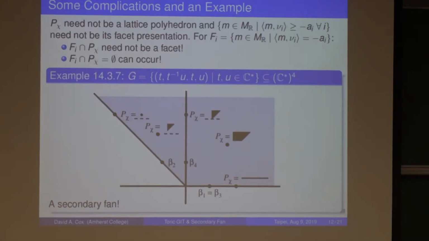You know, it might not have vertices. If it has vertices, they might be rational rather than integral. So there are technicalities you have to smooth out. And also that might not be the facet presentation.